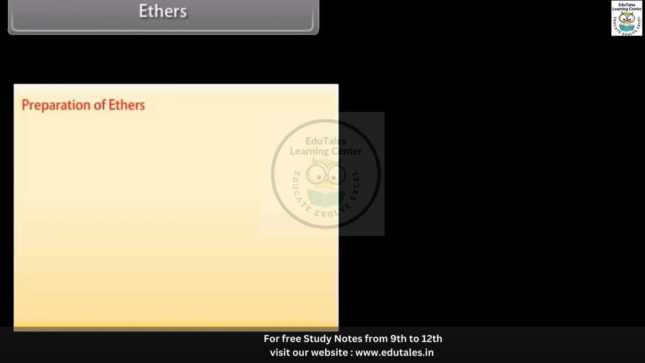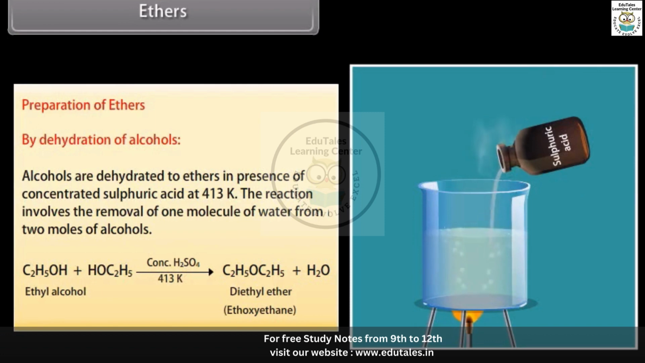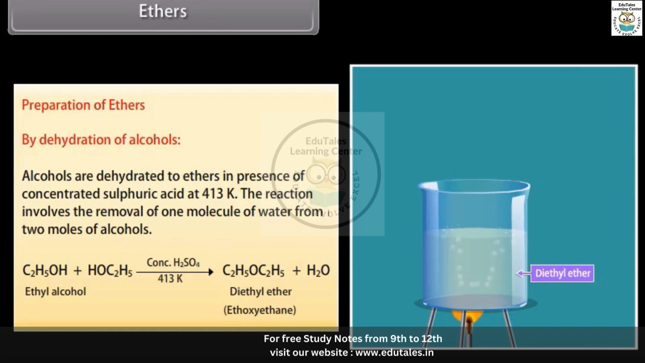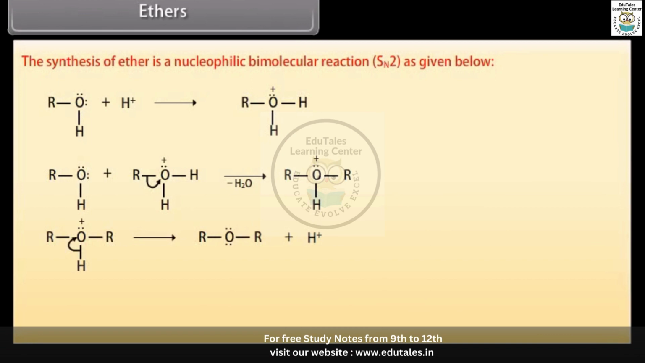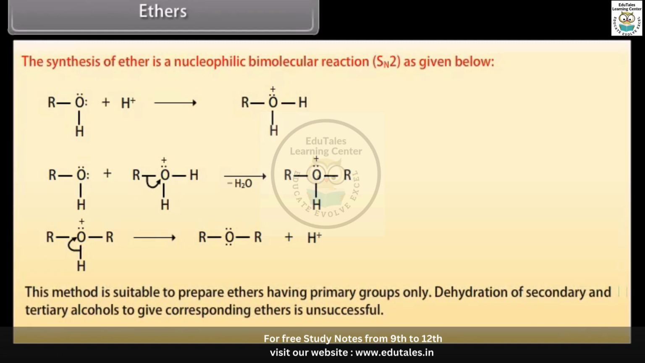Ethers. Preparation of ethers by dehydration of alcohols. Alcohols are dehydrated to ethers in the presence of concentrated sulfuric acid at 413 Kelvin. The reaction involves the removal of one molecule of water from 2 moles of alcohol. The synthesis of ether is a nucleophilic bimolecular reaction as given below. This method is suitable to prepare ethers having primary groups only. Dehydration of secondary and tertiary alcohols to give the corresponding ethers is unsuccessful.